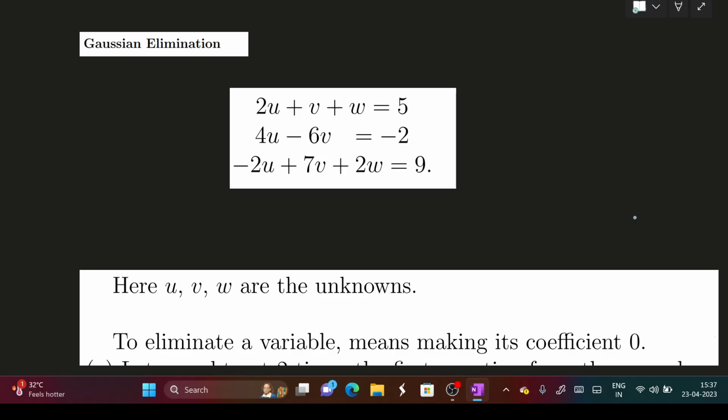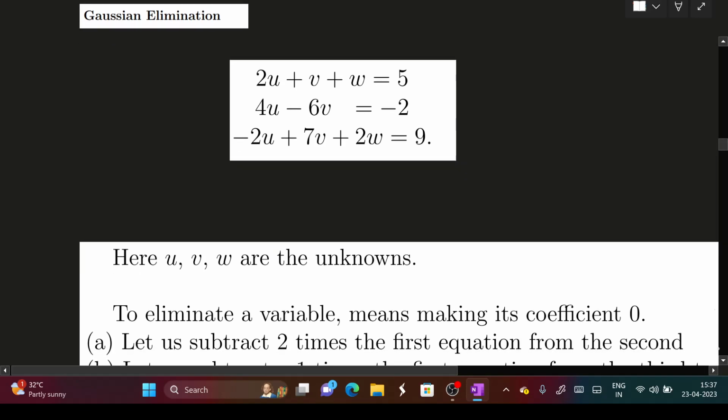Now, we will solve this system of equations by the Gaussian elimination method. The question is, what do we mean by elimination? Eliminating a variable means making its coefficient 0. So what we will do? Using the coefficients of u, v, w from the first equation, we will make the coefficient of u in the second and third equations 0. How to make it?